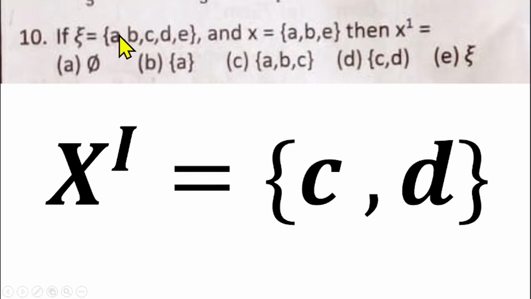Of course, A is here, A is here, B is here, B is here, then E is here, E is here. So we are left with C and D. So the complement of set X is the elements C, comma D. So that makes option D the right answer for question number 10.